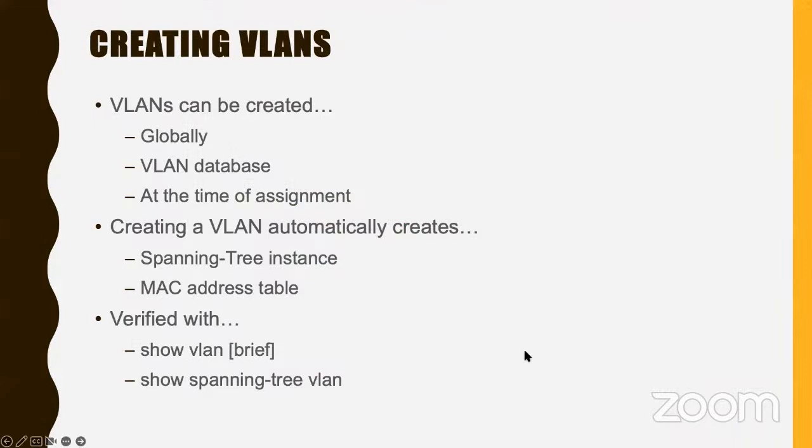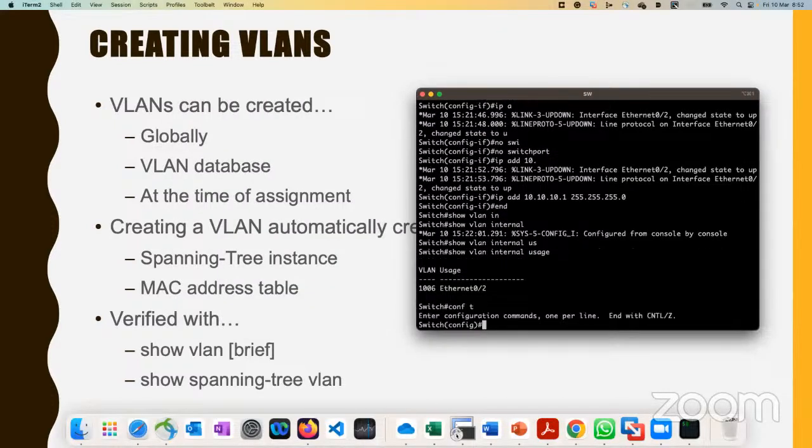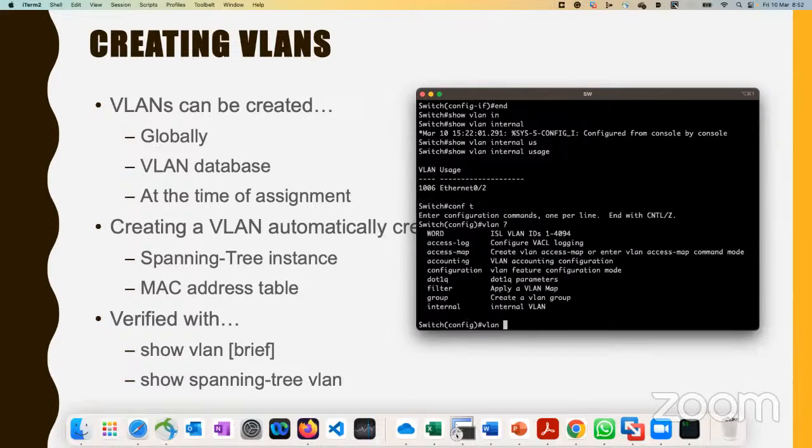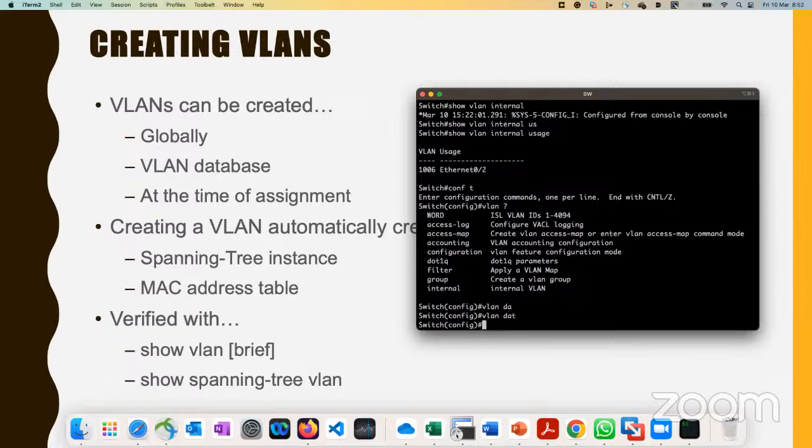Let's come back. Okay, how can a VLAN be created on a switch? In order to create a VLAN, there can be several methods. For example, globally, I can configure VLAN and then give a VLAN ID over here. Or I can go to my VLAN database. This VLAN information is always stored in a VLAN database.